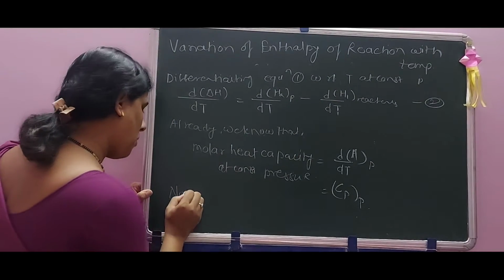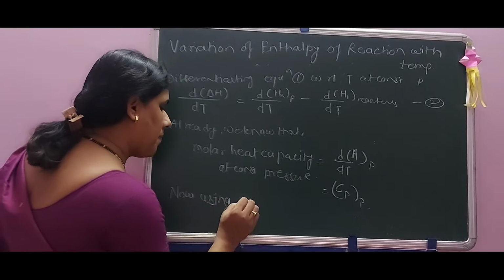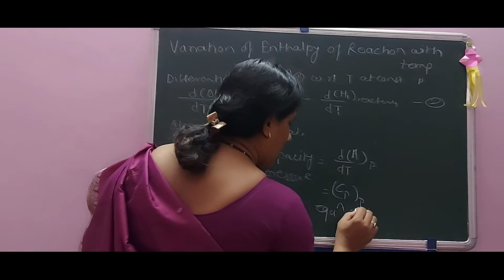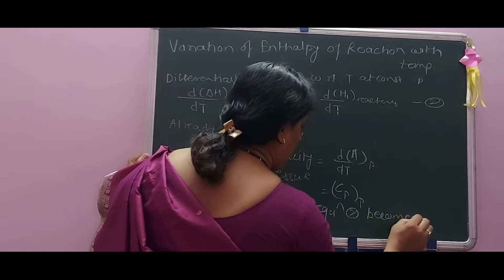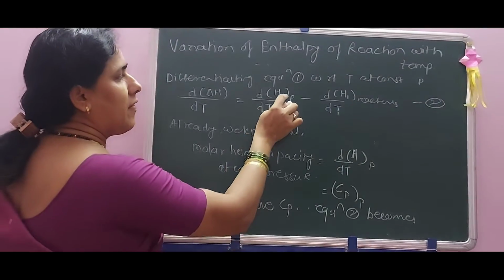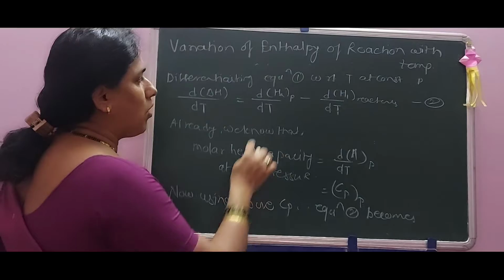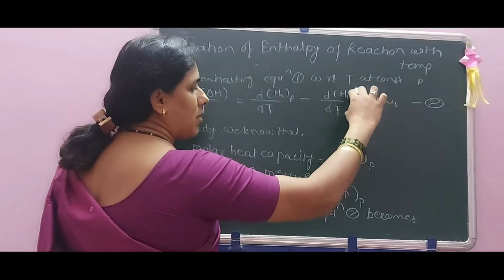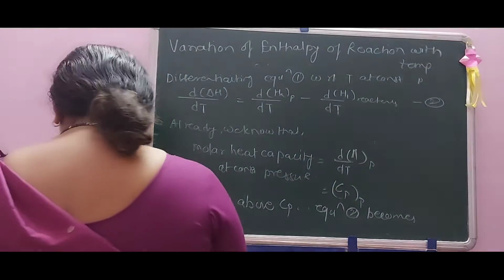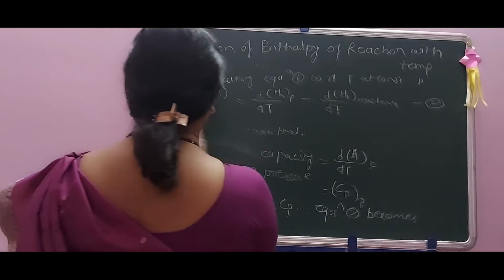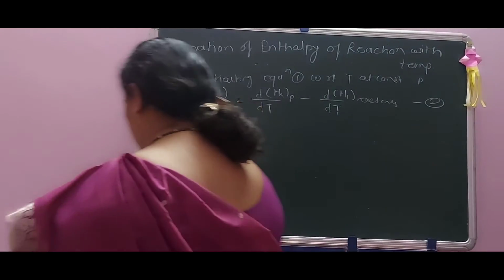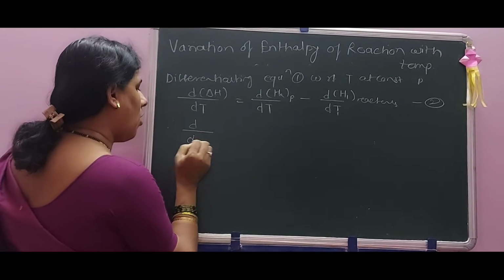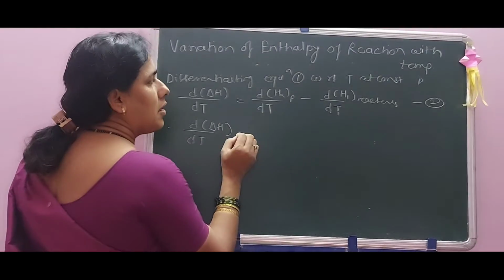Now, using the above Cp, equation 2 becomes: instead of d by dT of H, that is enthalpy, d of H is nothing but delta H. Therefore, instead of this we can write it as Cp. Now see here, d by dT of delta H is equal to what?